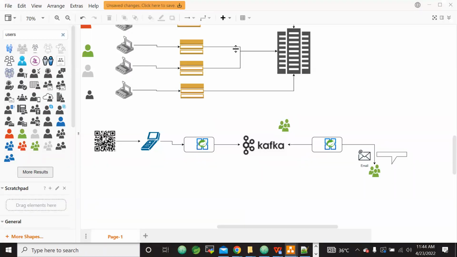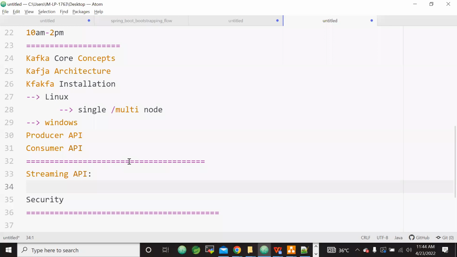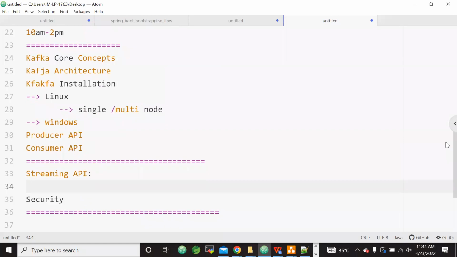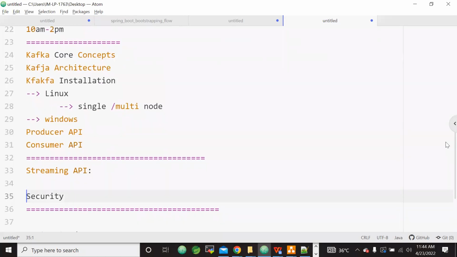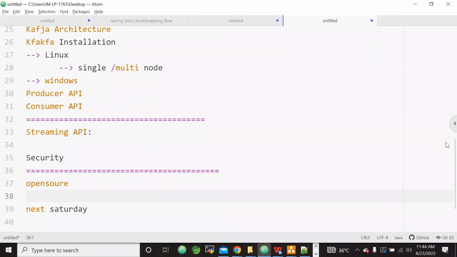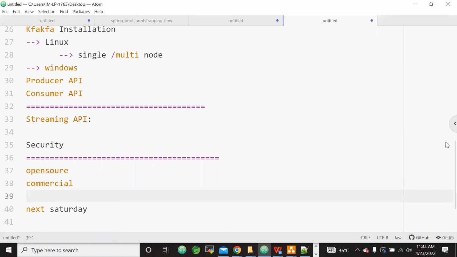Is this Confluent Kafka or Apache Kafka? This is Apache only. Confluent is the paid version of Apache Kafka. But the concept is the same everywhere, though that is a managed one. Kafka is available in three flavors: one is open source, the second is commercial, and the third is cloud.